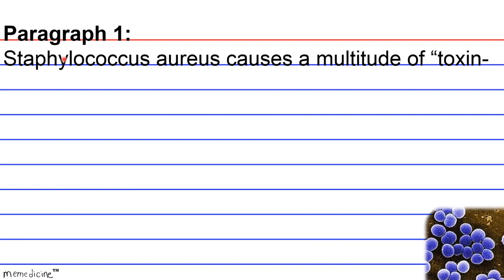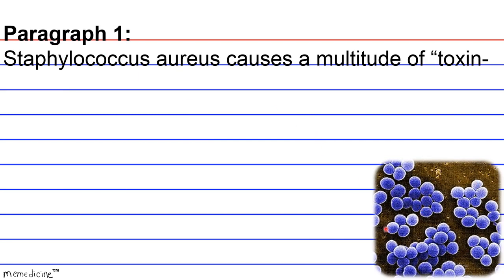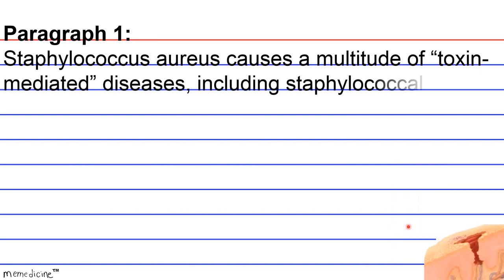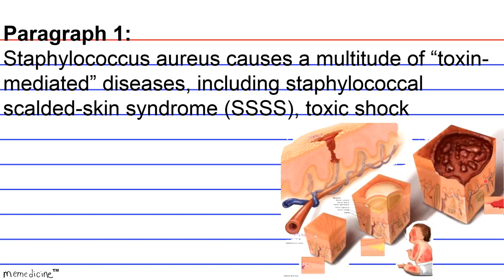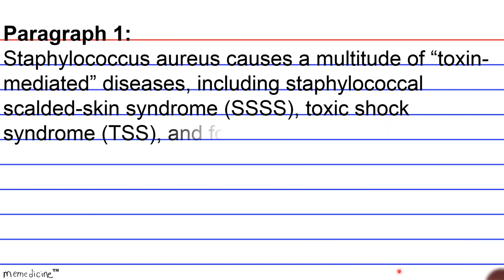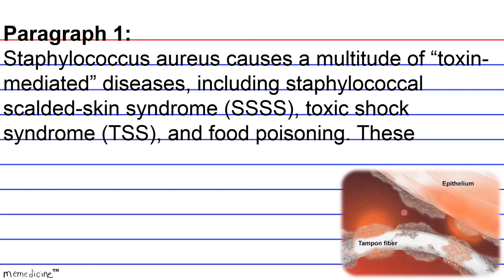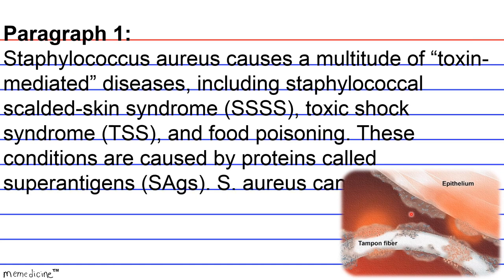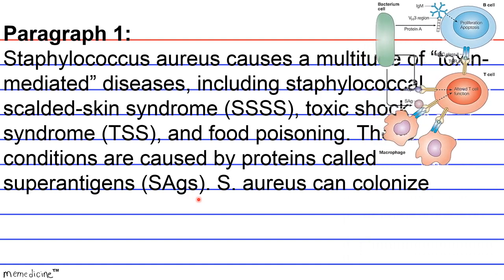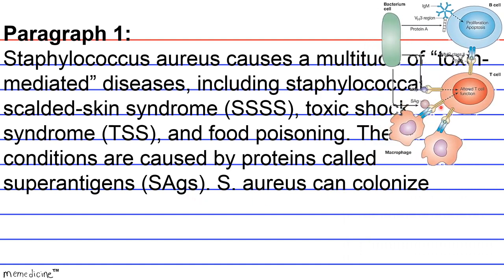Paragraph 1. Staphylococcus aureus, as shown here, causes a multitude of toxin-mediated diseases, including staphylococcal scalded skin syndrome, SSSS. Okay, here we see it presented on an infant. Toxic shock syndrome, the condition most people are probably familiar with, and food poisoning. These conditions are caused by proteins called superantigens, SAGs for short. Here we see the superantigen interacting with the T cell.